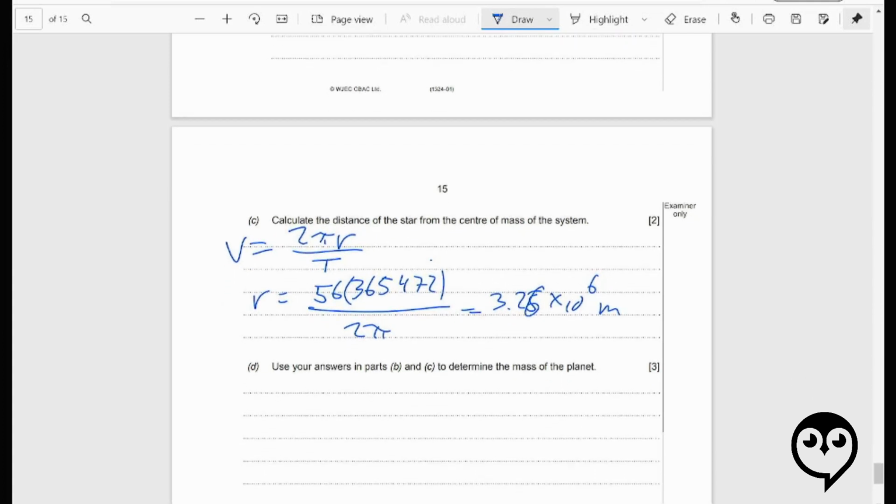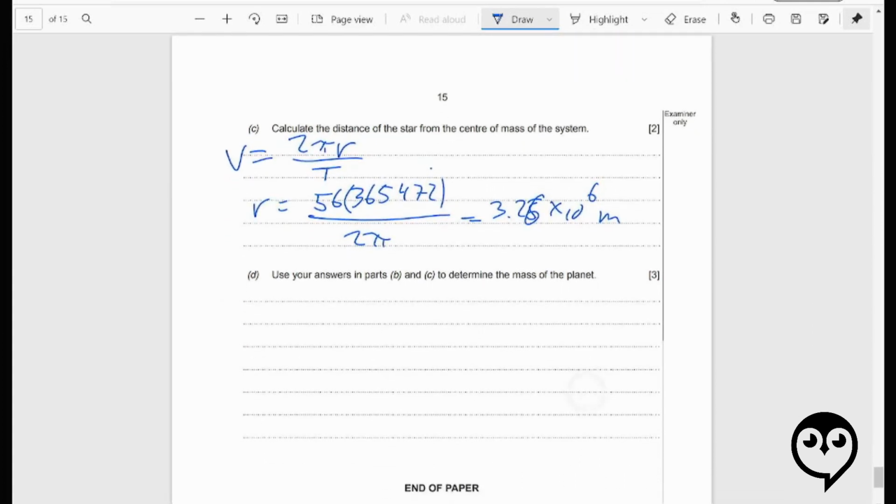Use your answers in part B and C to determine the mass of the planet. Okay, and here we go. This formula is the specialty for WJEC. I don't see other exam boards doing it. Remember that little m will be the mass of the planet here. Big M is the mass of the sun. This is the equation you will have seen. And so we're not going to ignore the mass of the planet underneath now. So we're going to want to rearrange this for little m, aren't we?